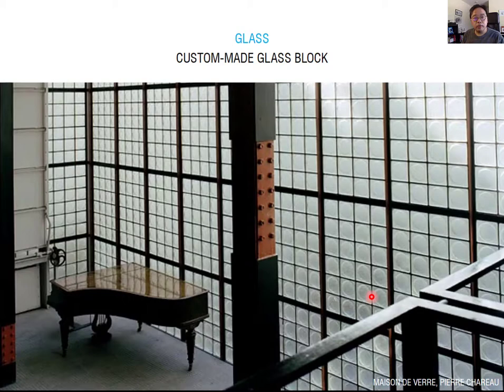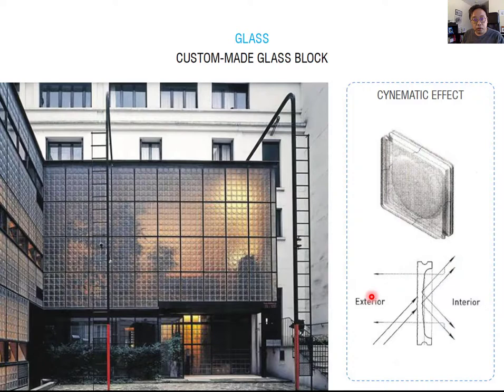So you can see more in the image. I think this one used the custom-made glass block. It's very interesting. This building used the custom-made glass block. It acts as a projection screen for light in both directions. You can see the concave and convex. The form is a little bit different between exterior and interior. On the exterior, the light passes through, while on the interior it actually refracts.